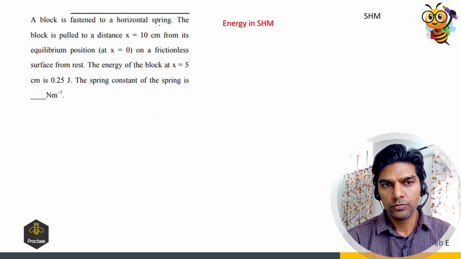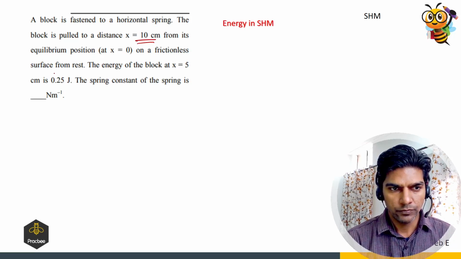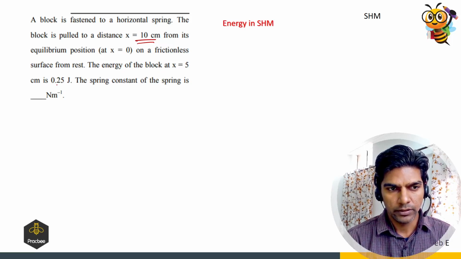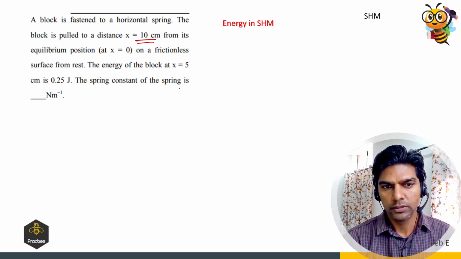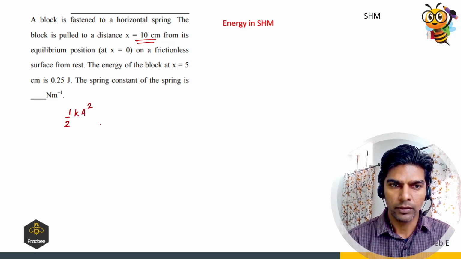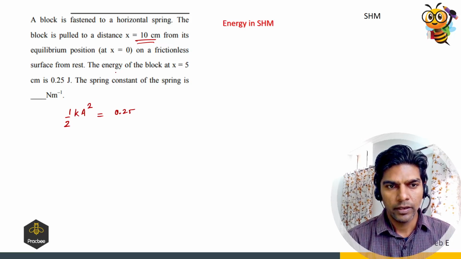A block is fastened to a horizontal spring. The block is pulled to the distance x equals 10 cm from its equilibrium position on a frictionless surface from rest. The energy of the block at x equals 5 cm is 0.25 joules. The spring constant. So we have given energy and we know that the energy will be given as half k A square, and if we assume potential energy to be 0 at the mean position, and this is given as 0.25. K is, mass is not given, and we have to find the energy.